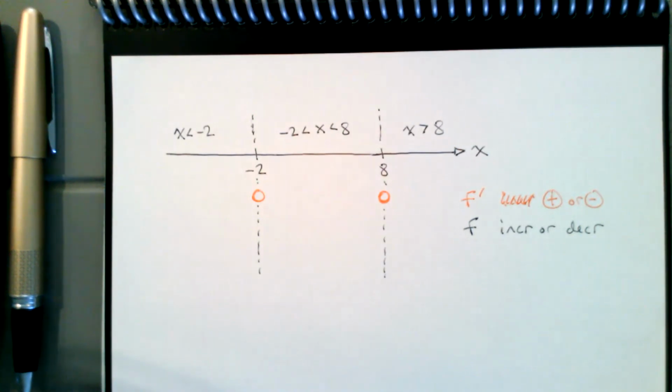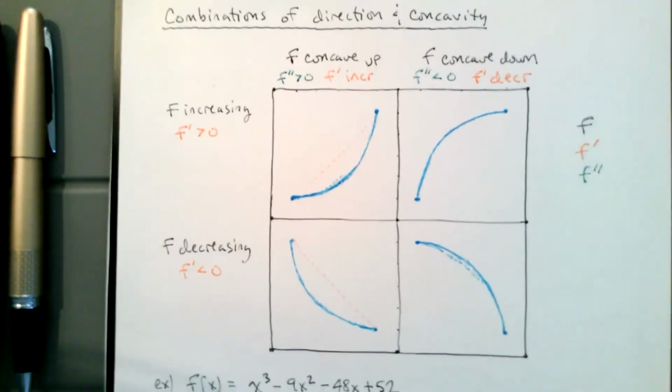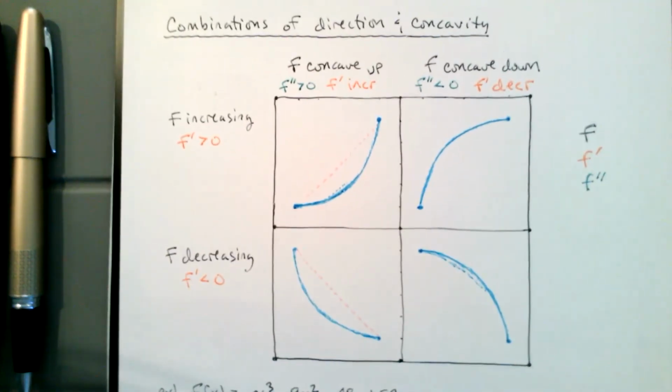All right, this is what we'll take a look at tomorrow. For today, I want you to remember these four pictures, these combinations of increasing, decreasing, concave up, concave down.